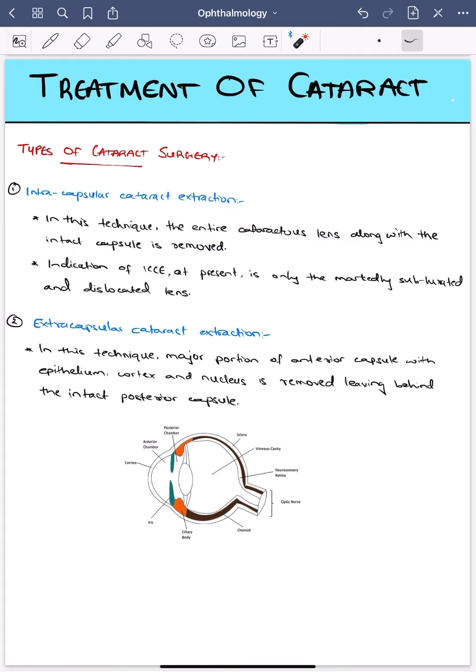Okay, so again, intracapsular cataract extraction, here the entire cataractous lens along with the intact capsule is removed. Now, in extracapsular cataract extraction, a major portion of the anterior capsule with epithelium, cortex and the nucleus is removed, leaving behind the intact posterior capsule. So the basic difference between intracapsular and extracapsular is, in intracapsular the entire lens along with the intact capsule is removed, whereas in extracapsular cataract extraction, the posterior capsule is left intact, whereas the other structures like the anterior capsule, the cortex and the nucleus are removed.